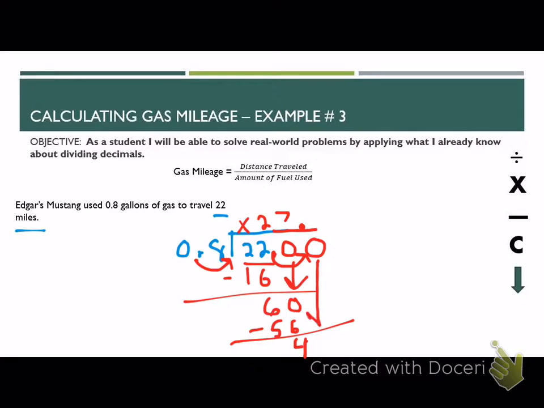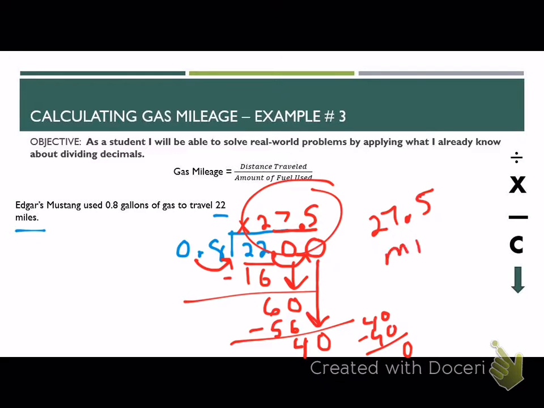So let's put it down all the way to the bottom. And how many times does 8 go into 40? Well, that is 5 times. And 5 times 8 is 40. So 40 minus 40 equals 0. And your answer is complete. We just need a label. 27 and 5/10 miles per gallon.